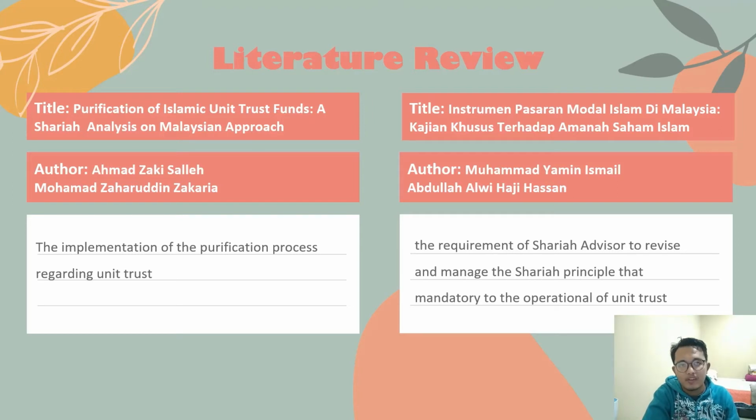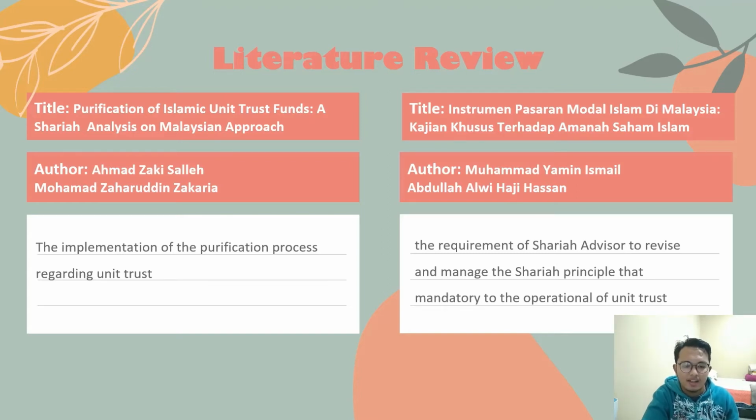The article is Purification of Islamic Unit Trust Fund, a Sharia Analysis on Malaysia Approach, written by Ahmad Zaki Saleh and Muhammad Zaharuddin Zakaria. In this article, it is talking about the implementation of the purification process regarding unit trust. It also stated the importance of the purification process that must be gone through by any investment activities to ensure there is no non-Sharia compliant profit gained from this investment activity.